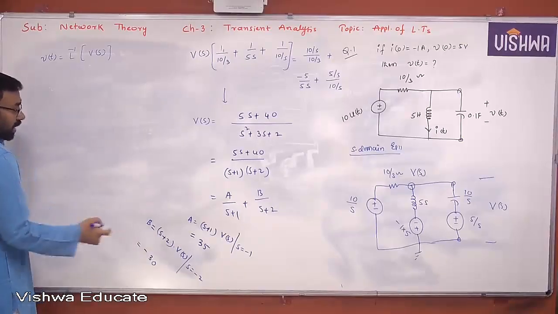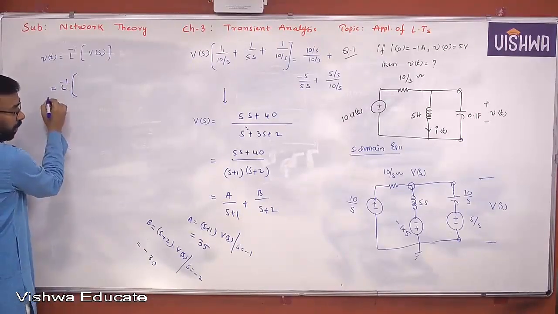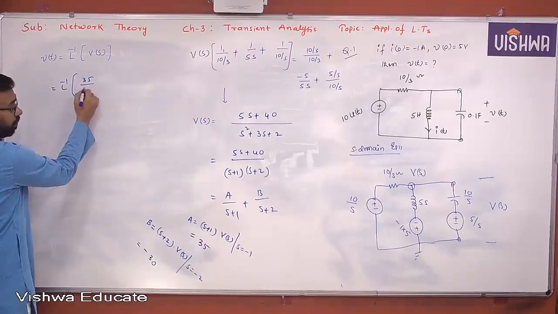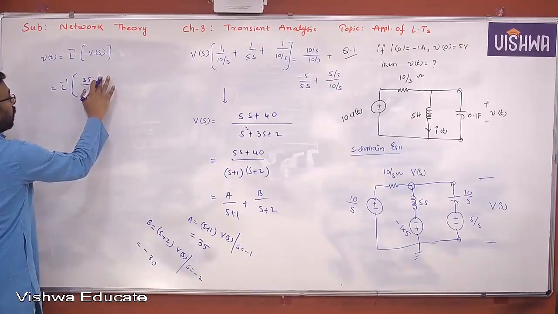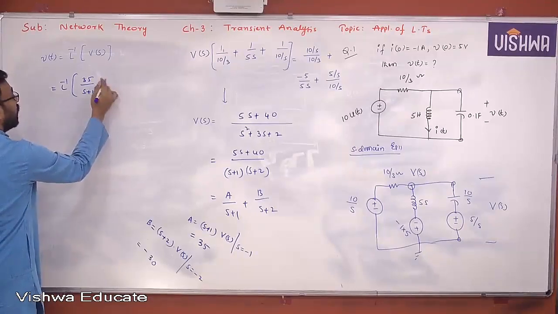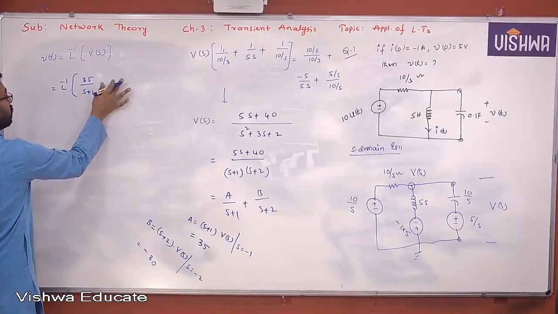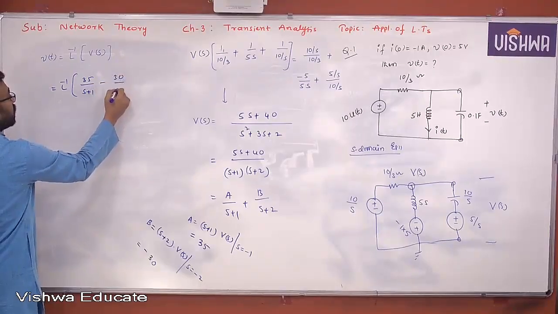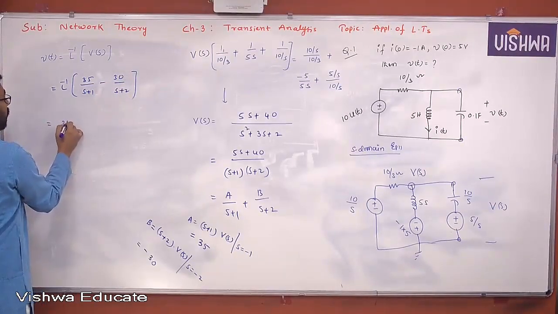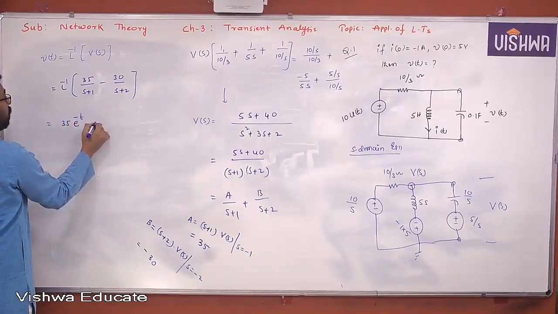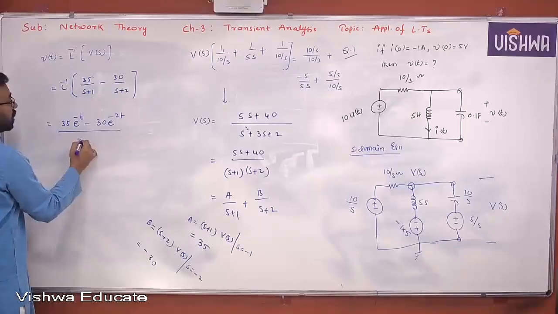So I think you understand now. V of t is equal to L inverse of, what do you get here? 35 by S plus 1, and what else? Minus 30 by S plus 2. Understand all of you? So what do you get? 35 e power minus t minus 30 e power minus 2t. That's it. This is the solution.